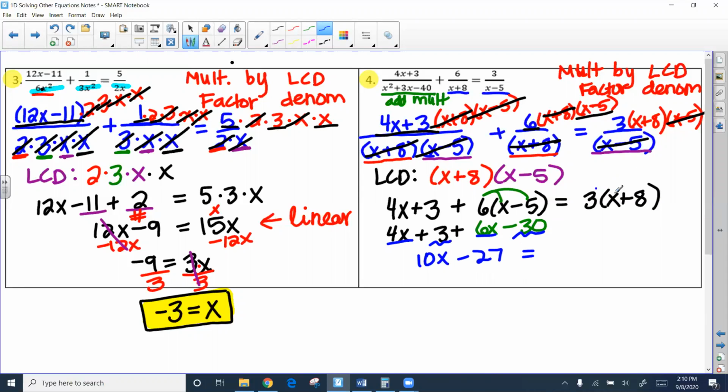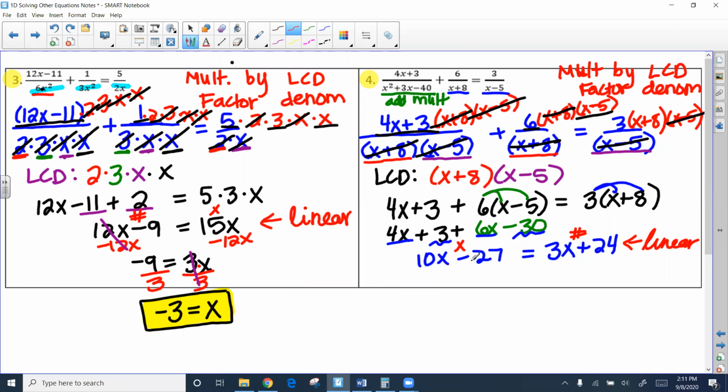On the right side, I just need to distribute the 3. So we have 3x plus 24. Now I've simplified each side and I end up with 10x minus 27 equals 3x plus 24. And this is once again a linear equation, because even though there's x on both sides, it's only x to the first power. Okay, so let's solve this. Again, it doesn't matter which side you get the variables on and which side you get the numbers on. So I'm going to get the variables on the left and the numbers on the right.